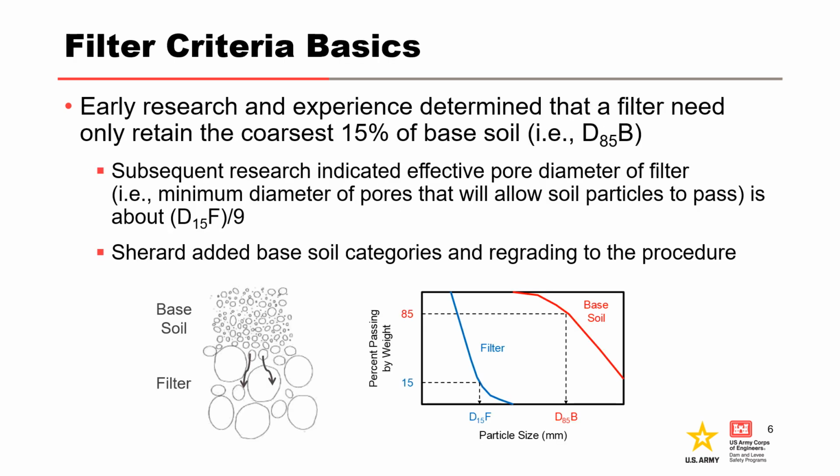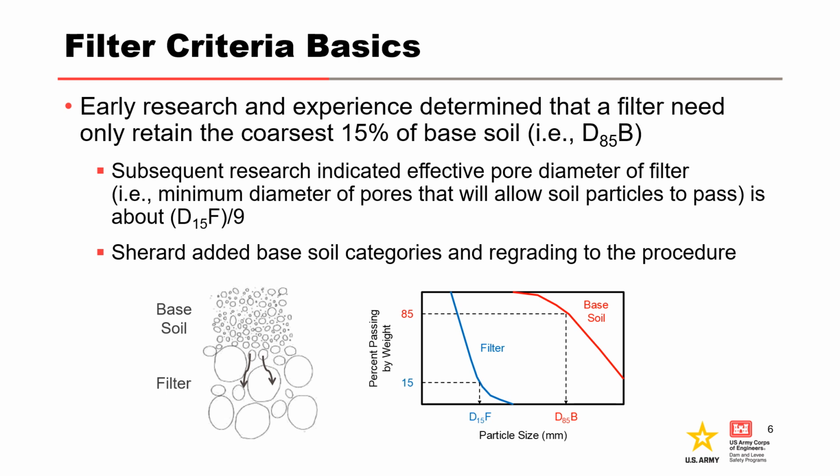Dam engineers have known since the 1950s and 1960s that the most efficient way of stopping the erosion process is to zone the dam and to provide filters. Terzaghi is generally credited with the development of modern filter criteria, but Sherrard in 1984 conducted a laboratory study adding base soil categories and regrading to the procedure.